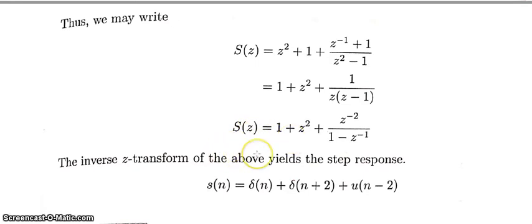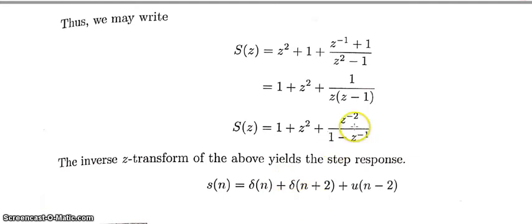When we take the inverse of this S of Z, the inverse of 1 is, we know, the impulse function delta of n, and Z square can be considered as Z square into 1. Therefore it is the Z transform of a shifted delta, and its inverse is delta of n plus 2.